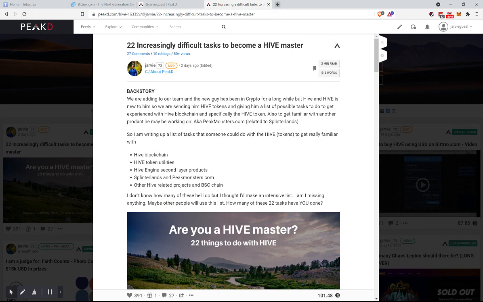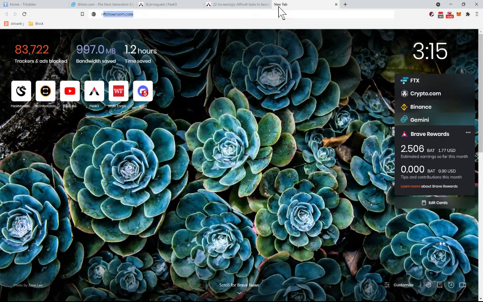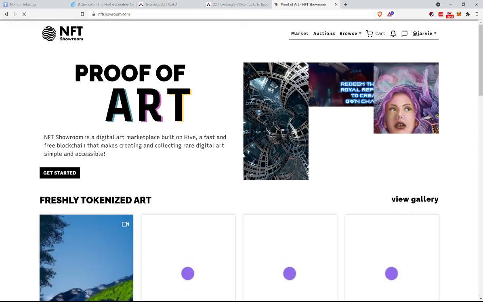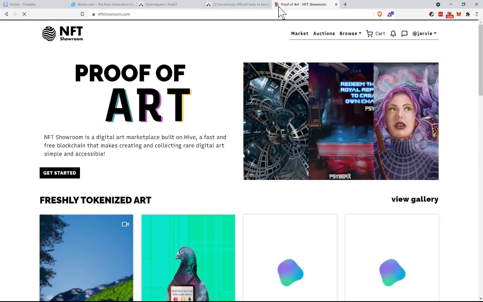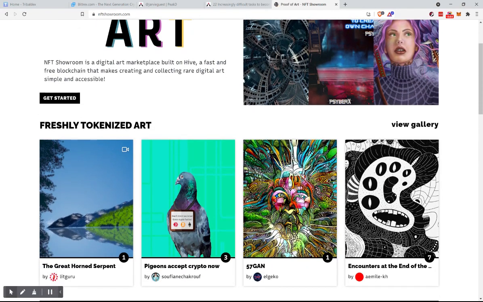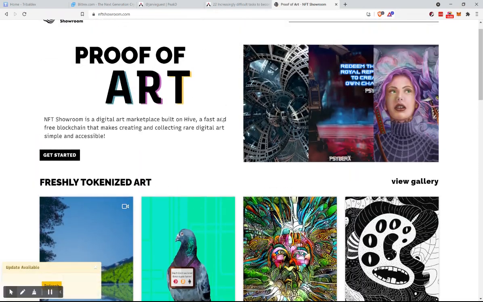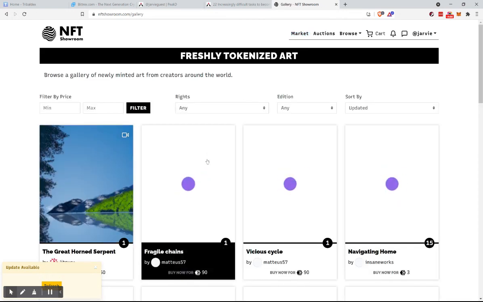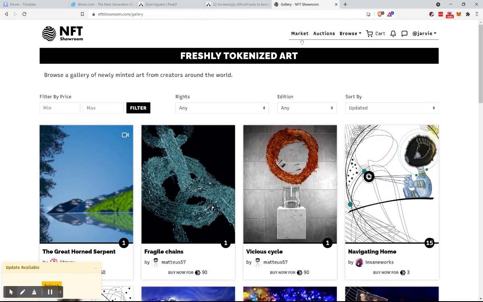Yes, correct. So let's just go straight to NFT Showroom. It is a place that sells tokens, NFTs, right, on the Hive blockchain as a secondary layer called Hive Engine. Let's find it, and we're not in charge of their interface. I'm not an expert on their interface, but I went to market. And we've got to log in.